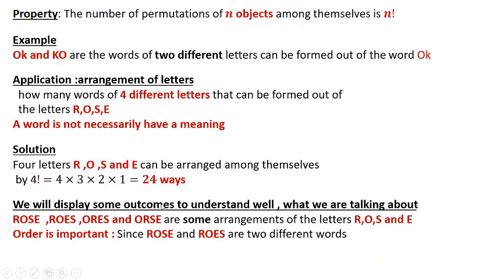We will display some outcomes to understand well what we are talking about. One of these options is the word ROSE itself. Another option, ROES. Take care, order is important. They are different. ORES and ORSE are some arrangements. Order is important, as I mentioned, since the word ROSE and R-O-E-S are two different words. Let us complete.